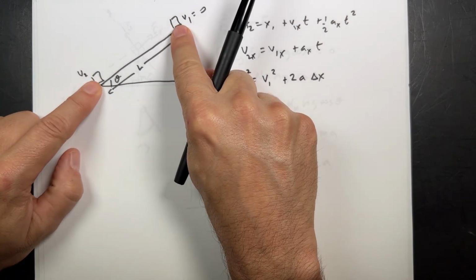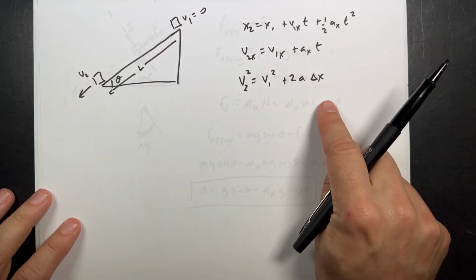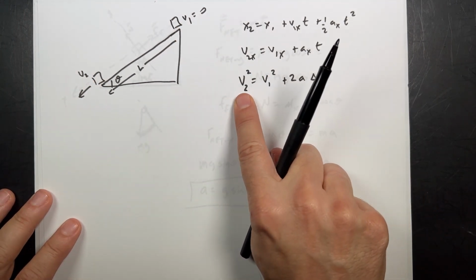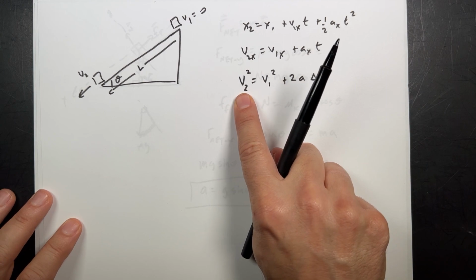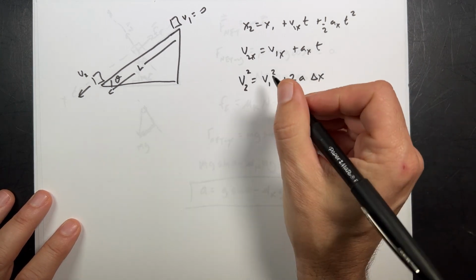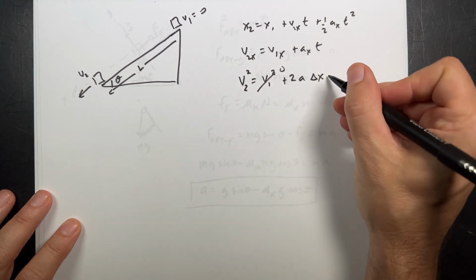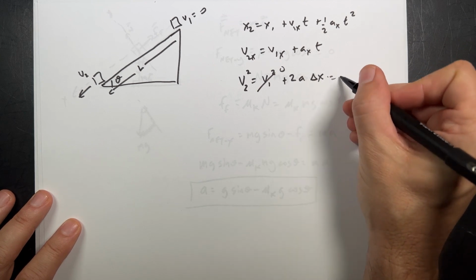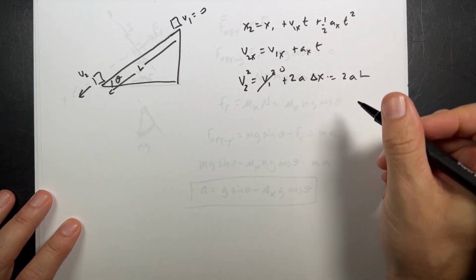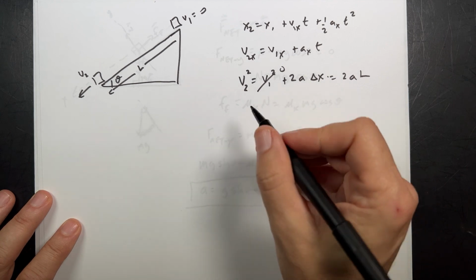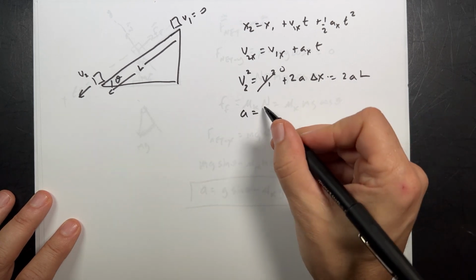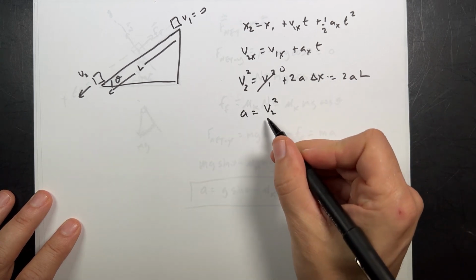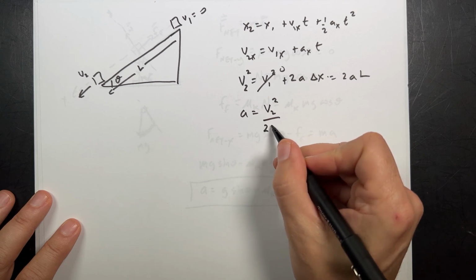In this case, I know my length, delta x is L. I know v1 is 0, and I know v2, I got that. So I can solve this for a. If that's 0, this is going to be equal to 2aL, I can solve for a. a is going to be equal to v2 squared over 2L.